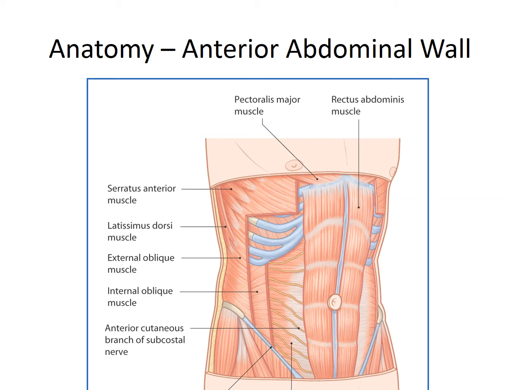Deeper to the internal oblique lies the transversus abdominis. It's a relatively weak muscle when you compare it with external oblique and internal oblique. As the name implies, its fibers are transverse. And at the lateral edge of your rectus sheath, all these muscles fuse together. All these muscles become flat tendons, and they fuse with each other, forming the linea semilunaris.